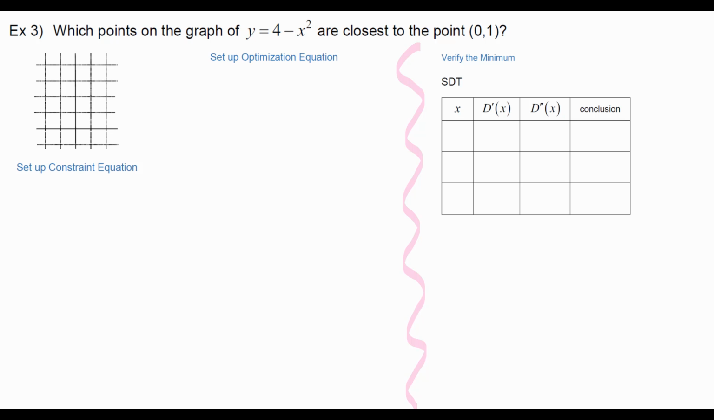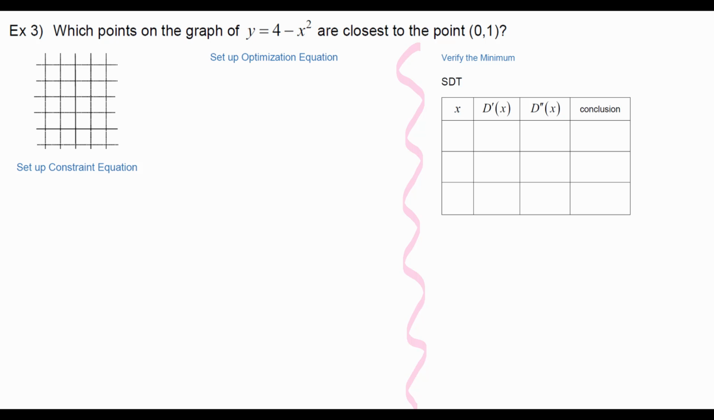In the next 3 examples, we're going to omit showing the steps of how to minimize or maximize, so that we can actually do it without looking at them. So let's try to do example 3. Which points on the graph of y equals 4 minus x squared are closest to the point (0, 1)?